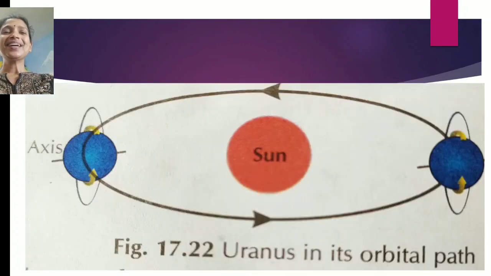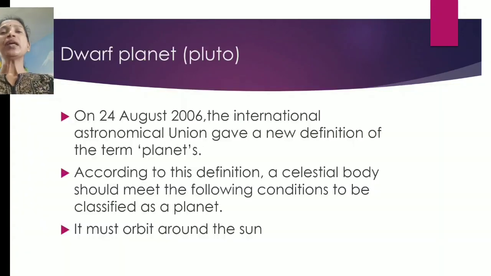So these were the planets. Which planets are found in our solar system? Uranus in its orbital path. This image I have seen. Now we will talk about the dwarf planet.